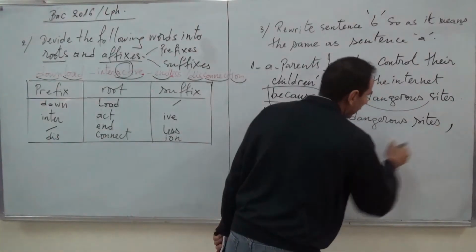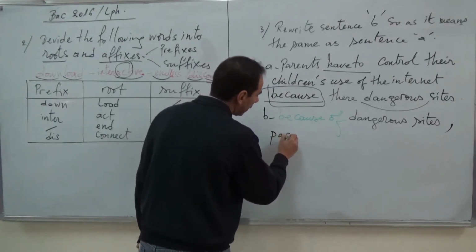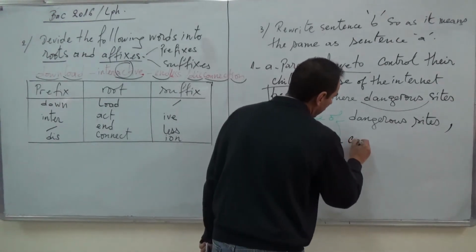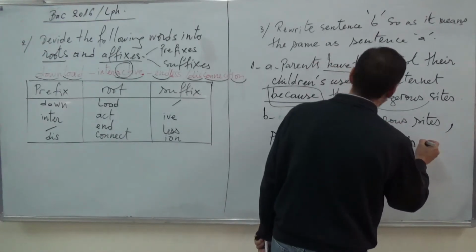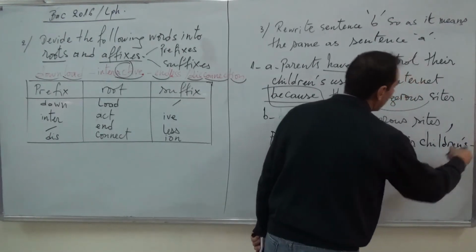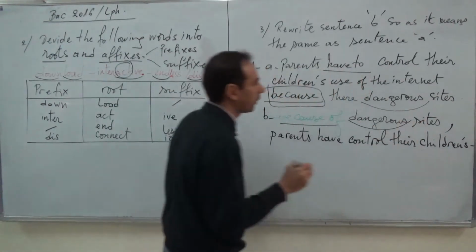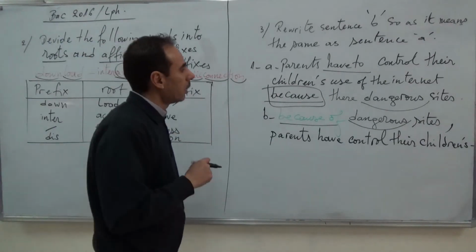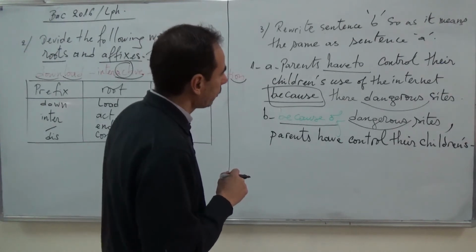Parents. Oh, don't forget, because you're starting with the cause clause, parents have to control their children's use of the internet, etc. Well, because of modifies an adjective. Because of plus adjective, or sometimes a noun or a noun phrase.